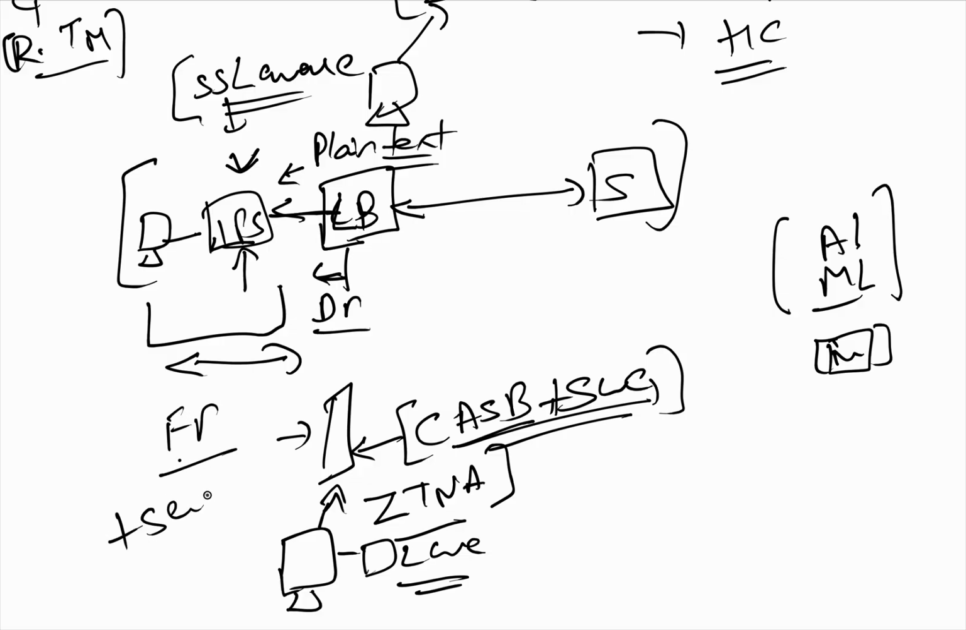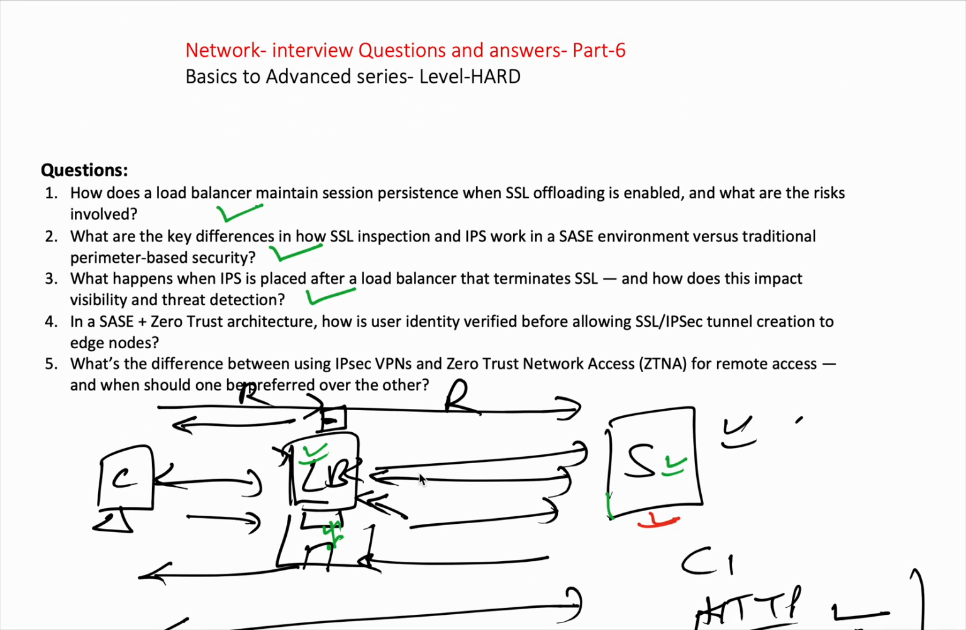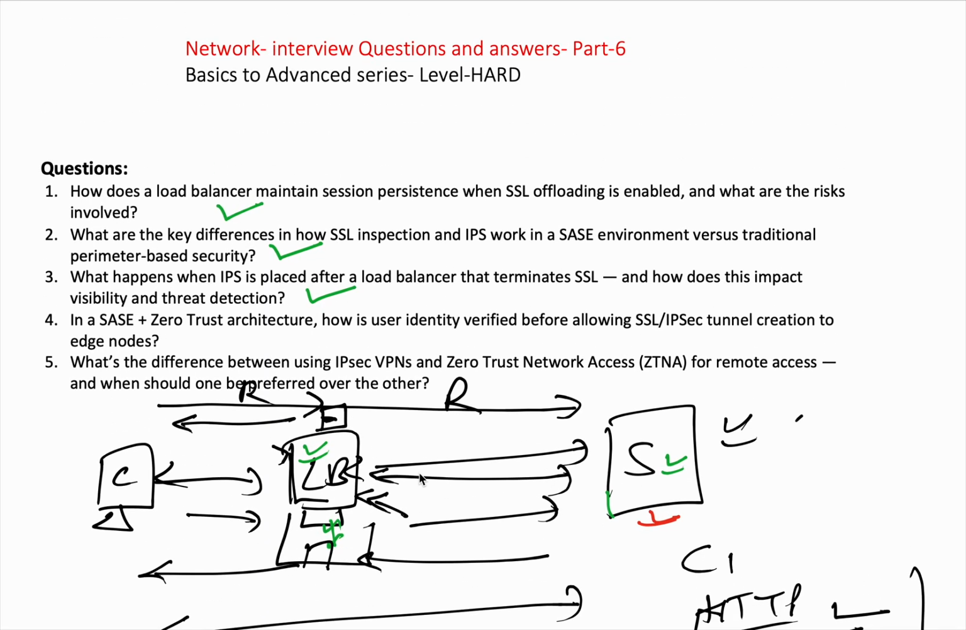And then the security posture that ZTNA will also apply. Once this is done, you will get access to your server. So this is a typical SASE architecture. I'm not considering SD-WAN. This is a very typical SASE architecture, right?